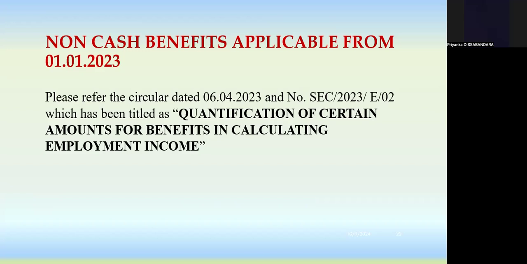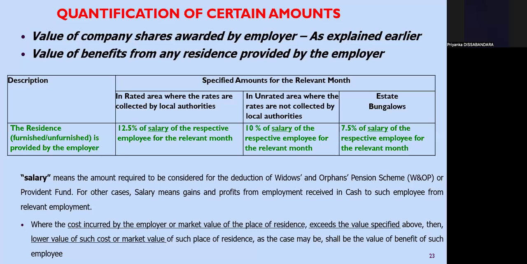SCC/2023/E/02. The title of the circular is Quantification of Certain Amounts for Benefits in Calculating Employment Income. So in addition to the income I have explained earlier, if we receive this kind of income, the values provided under this circular should be considered for the employment income. Now we can move on one by one.